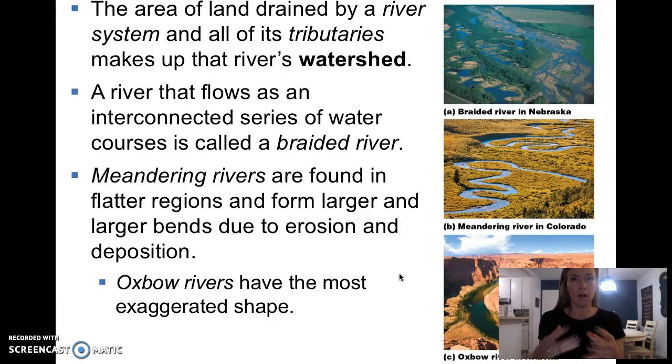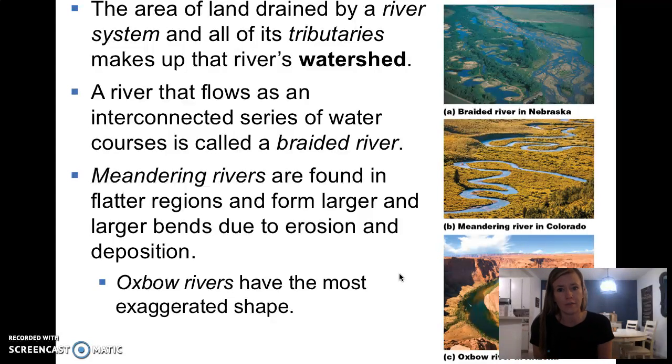So all the tributaries and the main river are getting their water from a very large body of land, and the land has runoff happening, and it gets to that river system, and so that's the watershed. So basically all the land where a river gets its water from through runoff is called a watershed. It can also be known as a drainage basin if you see that anywhere.